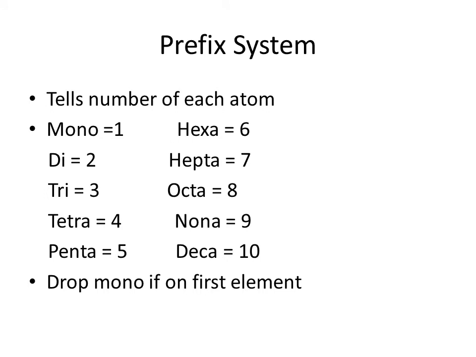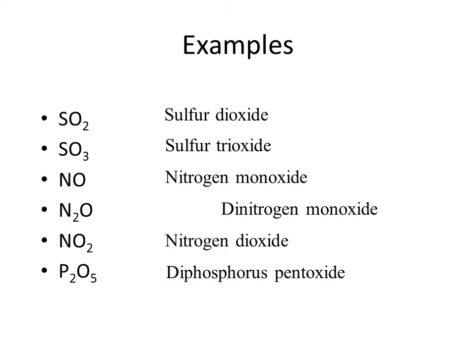To specify it, we use a prefix system based on the Greek numbers. We use mono for 1, di for 2, tri for 3, tetra for 4, penta for 5, and on. Before each element, we say how many there are. However, if on the first element there's only 1, we don't use the word mono. We only use mono when there's 1 of the second element.